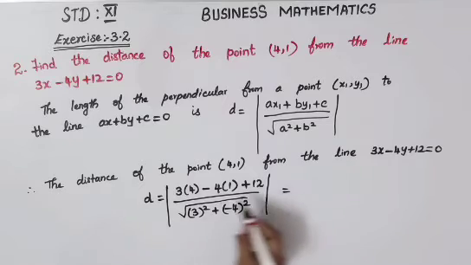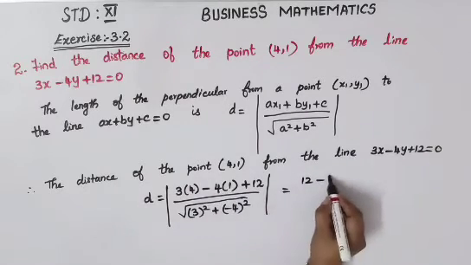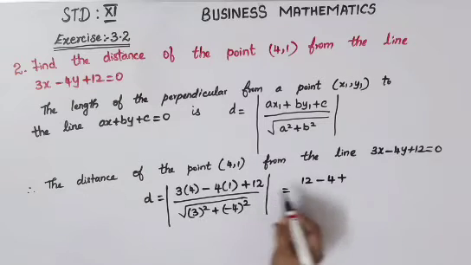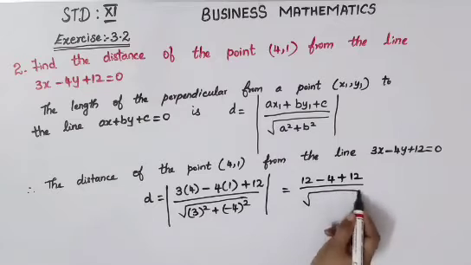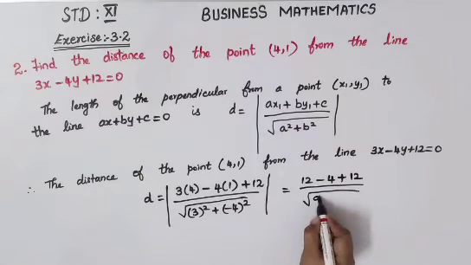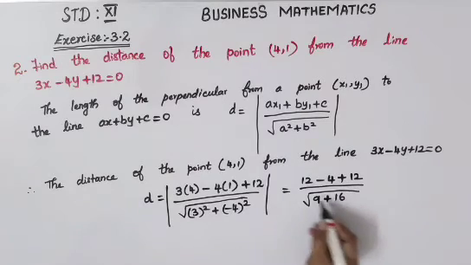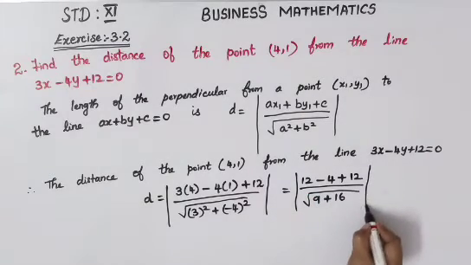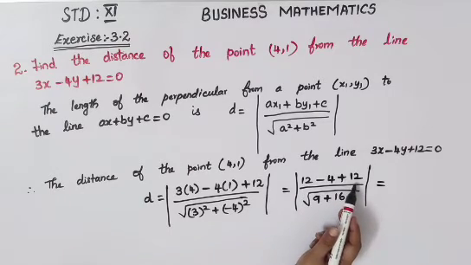You can write it as minus 4 the whole square, within the modulus. So which is equal to 3 4s are 12 minus 4 1s are 4 plus this 12 as it is, divided by root of 3 square, you will get 9 plus minus 4 the whole square, you will get 16, within the modulus, which is equal to, adding 12 plus 12 it will become 24.